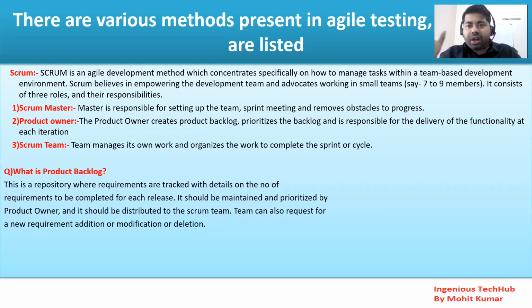So what is the product backlog? This is the repository where the requirements are tracked, with details on the number of requirements to be completed for each release. It should be maintained and prioritized by the product owner, and it should be distributed to the Scrum team, and the team can also request a new requirement addition, modification, or deletion.